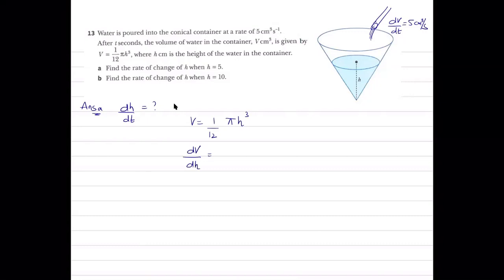What is going to be the differentiation of V here? 4 pi h square. Okay, great. So 3 times 1 upon 12 is 4 pi h square. The question is asking me dh by dt. Applying the chain rule will give you dh over dv times dv by dt.